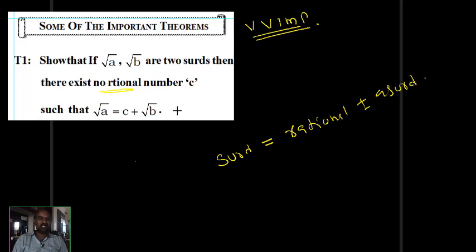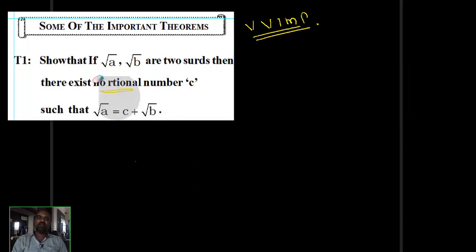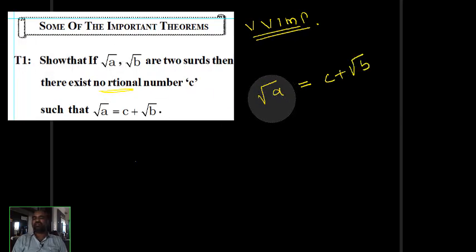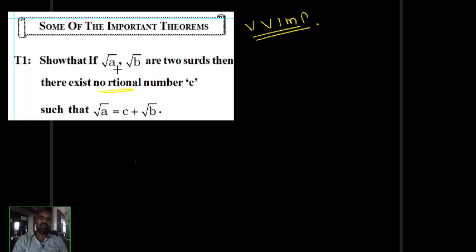Here surd means second order surd, taken for convenience. Okay, the actual meaning of this is a surd can't be written as a rational number plus or minus a surd. I am using the indirect method of proof. Actually, what we should do? Root a can't be written in the form of c plus root b. Let us assume that you can write it and proceed. This is called the indirect method of proof.